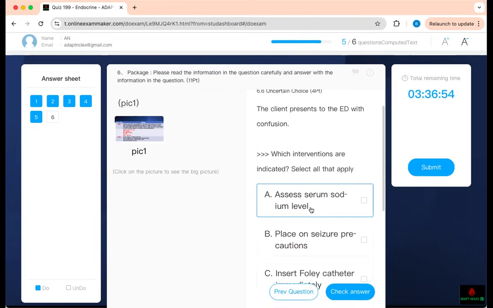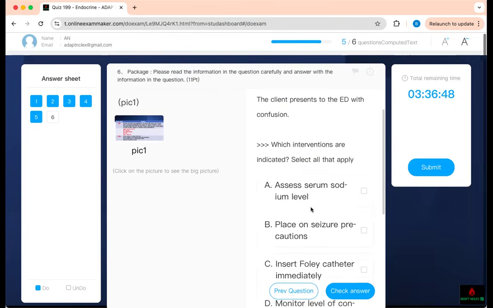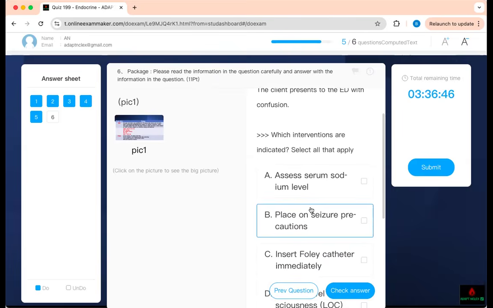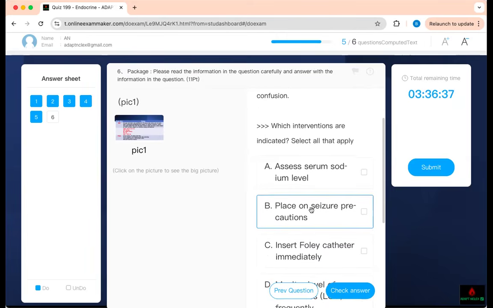And the last one, same thing. The client presents to the emergency room with confusion after taking the medication for several days, right? What interventions are indicated? Select all that apply. The patient goes home, is taking desmopressin. Now he came back with confusion. What do you want to do?